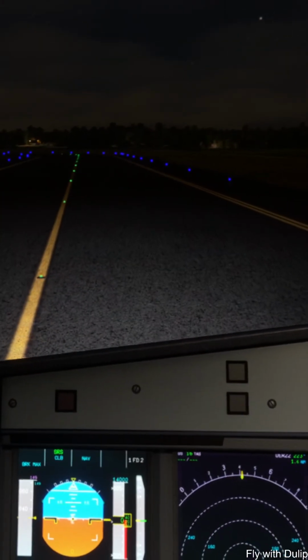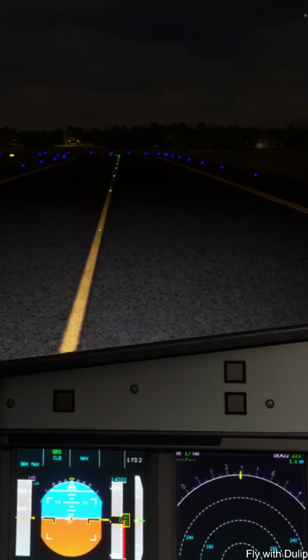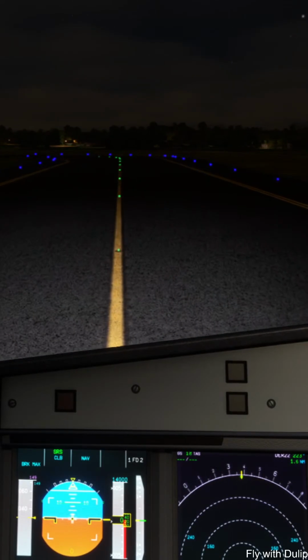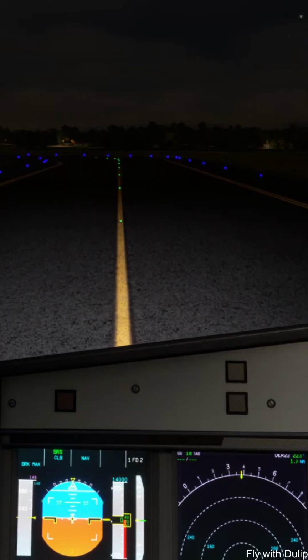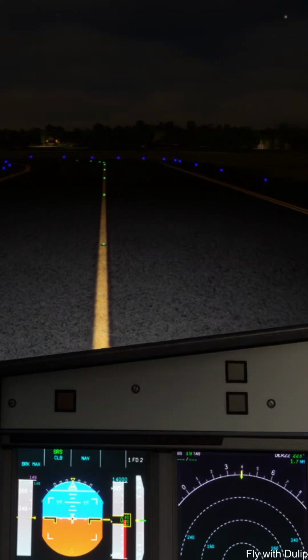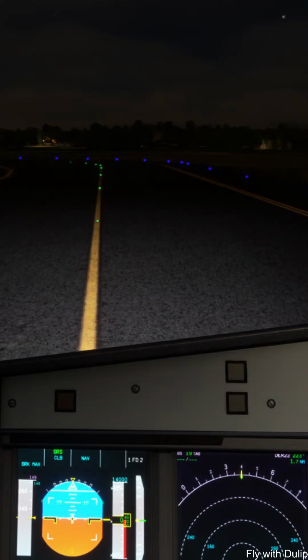SriLankan 103, clear for takeoff, runway 22, surface wind 230 degrees 7 knots, report past 2000 feet. Report past 2000 feet, clear to take off from runway 22, SriLankan 103.